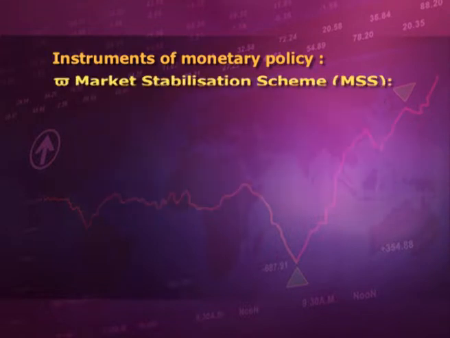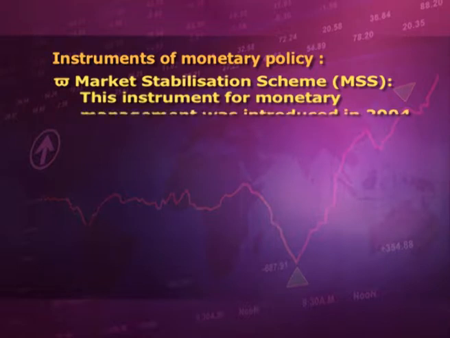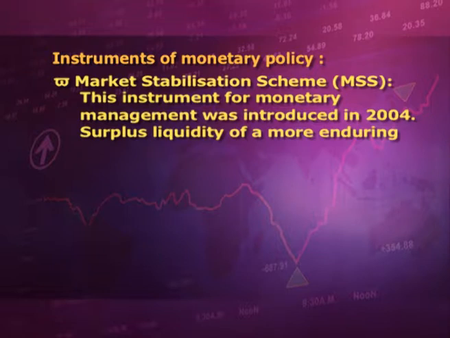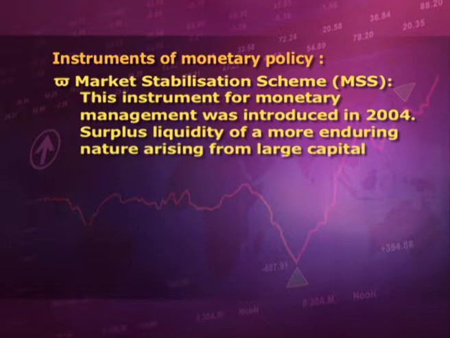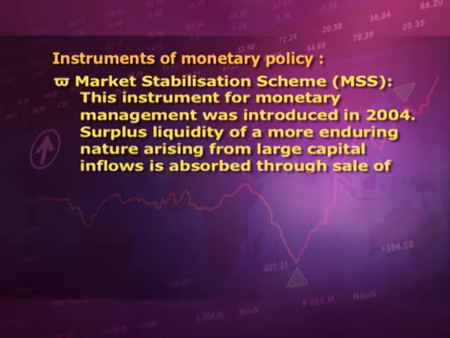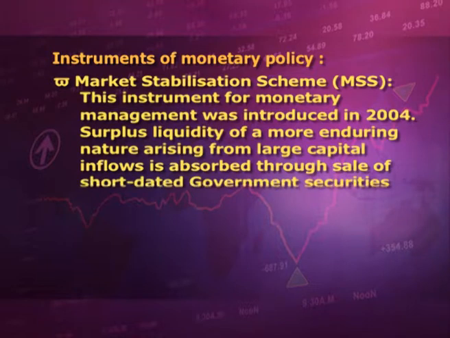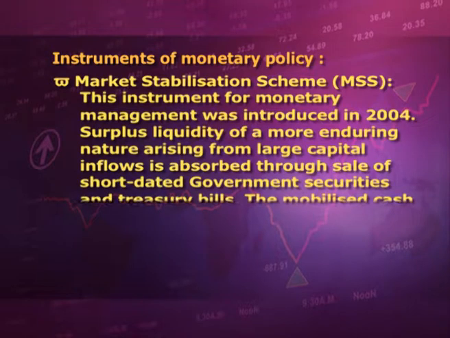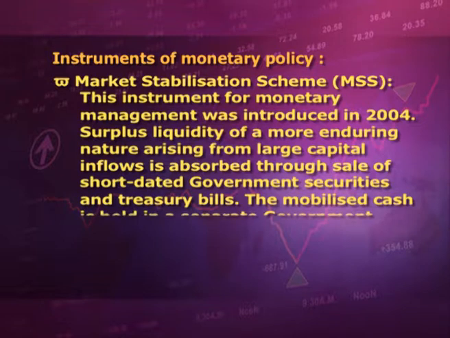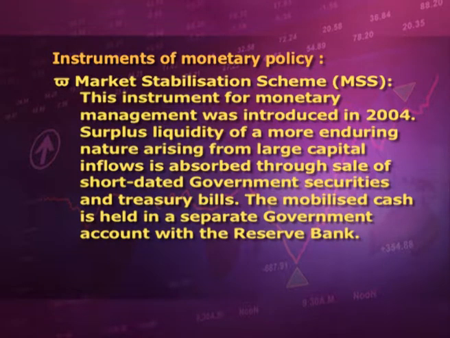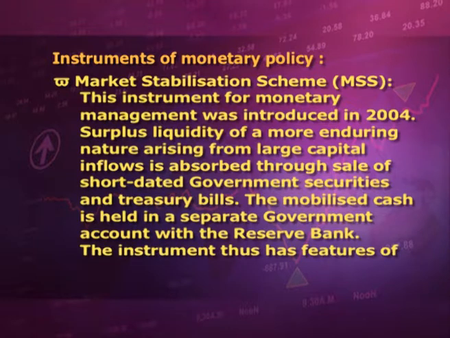Next topic is Market Stabilization Scheme, that is MSS. This instrument for monetary management was introduced in 2004. Surplus liquidity of a more enduring nature arising from large capital inflows is absorbed through sale of short-dated government securities and treasury bills. The mobilized cash is held in a separate government account with the Reserve Bank. The instrument thus has features of both SLR and CRR.